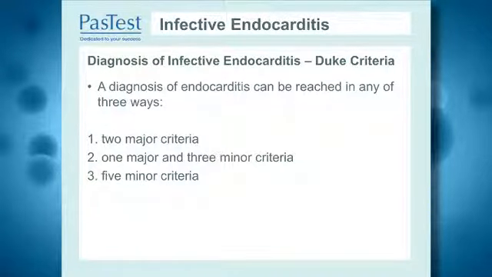So once we've assembled these major and minor criteria of the Duke's scoring system, we then can confirm endocarditis by having 2 major criteria, 1 major and 3 minor criteria, or 5 minor criteria.